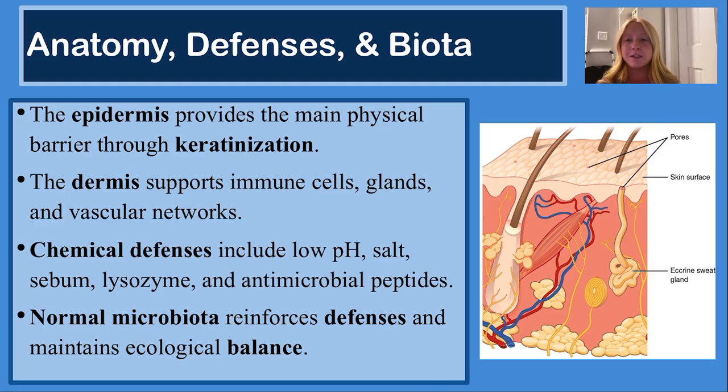So basically, the epidermis gives the skin its physical protection through keratinized cells that are replaced continuously, and beneath that, the dermis gives structural and immune support through connective tissue, blood vessels, and immune cells like macrophages and mast cells, along with the skin's chemical defenses like sebum, salt, and antimicrobial peptides. These make the surface hostile to invaders, while lysosomes break down cell walls in bacteria.